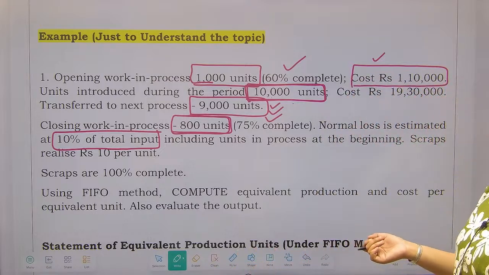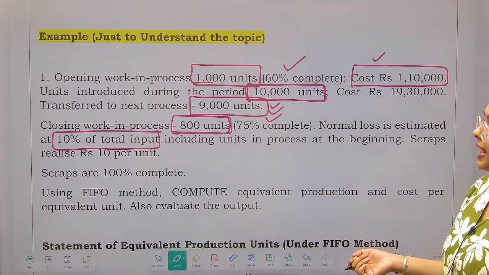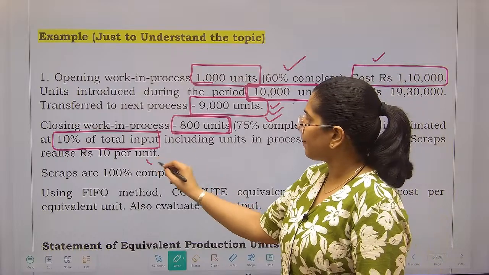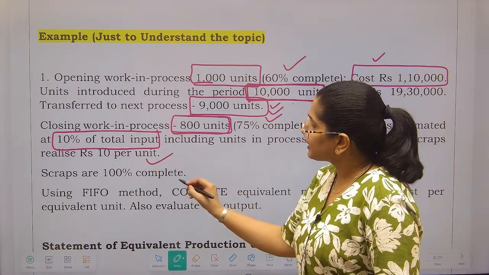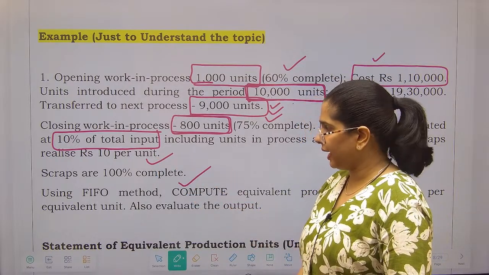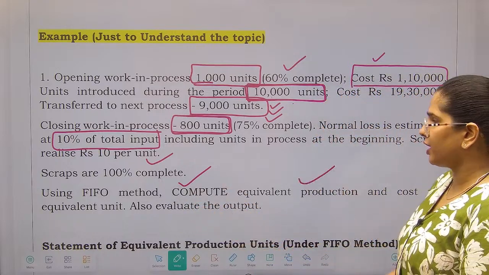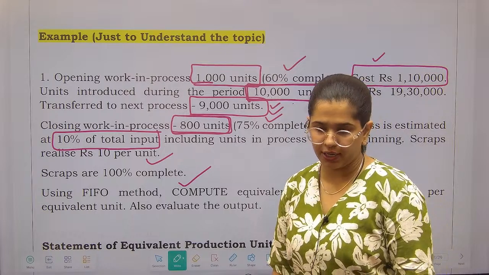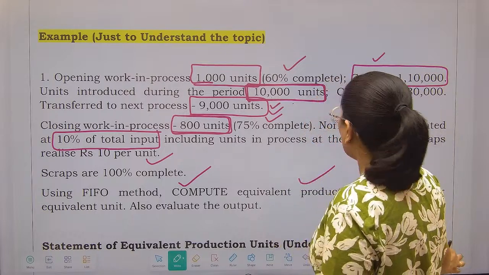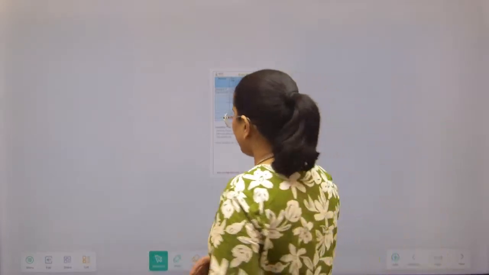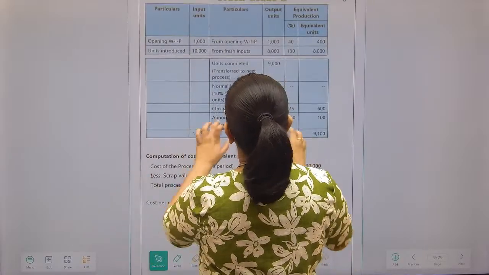Fine. Now they are telling you scraps realize 10 rupees per unit. ठीक है, हमें scrap का valuation दे दिया. Scraps are 100% complete. Great. You have to use the FIFO method and you have to find out equivalent production and cost per equivalent unit. आपको ये find out करना है. Now, very quickly we will see how we can prepare this particular thing.